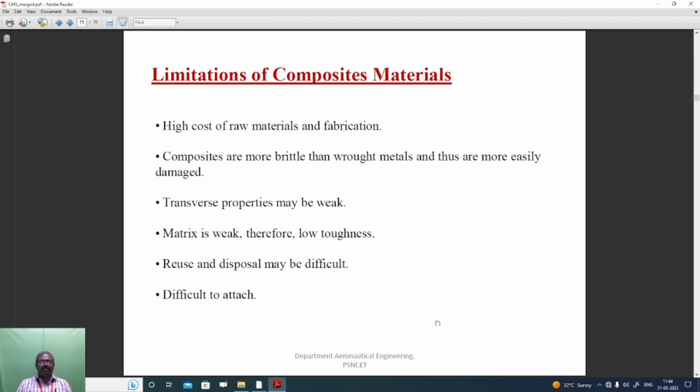Then, some of the limitations of composite material. Composite materials have a high cost of raw materials and fabrication. Composites are more brittle than metals and thus are more easily damaged. Transverse properties may be weak. Matrix is weak, therefore low toughness. The reuse and disposal of composite material may be difficult, and it is difficult to attach.